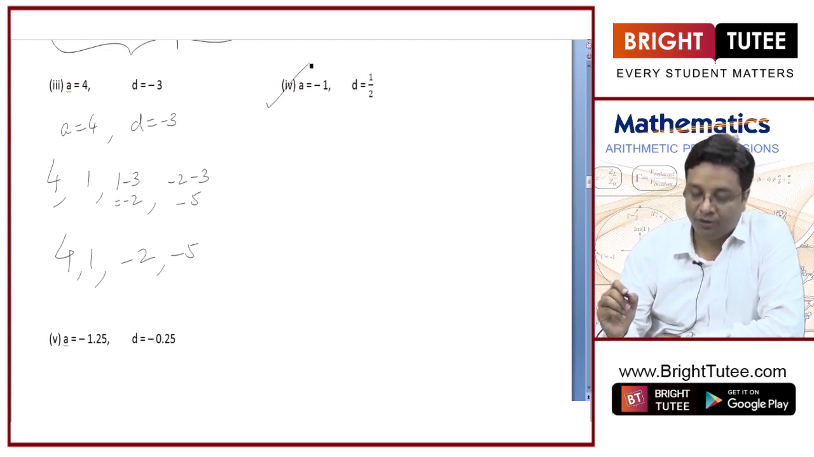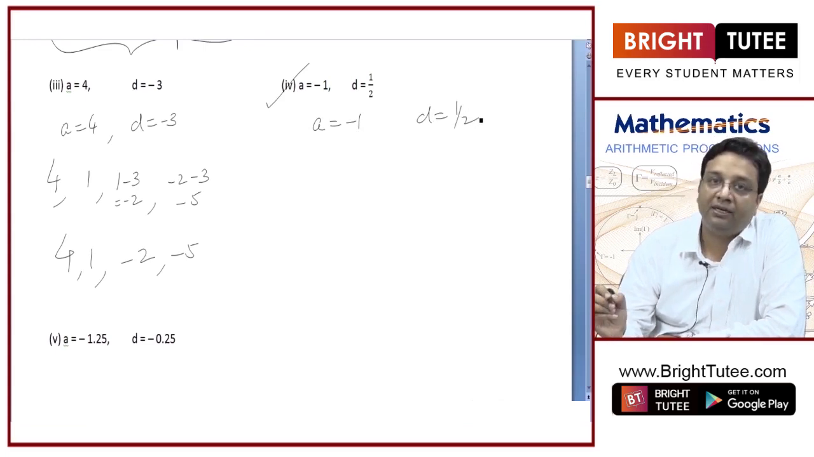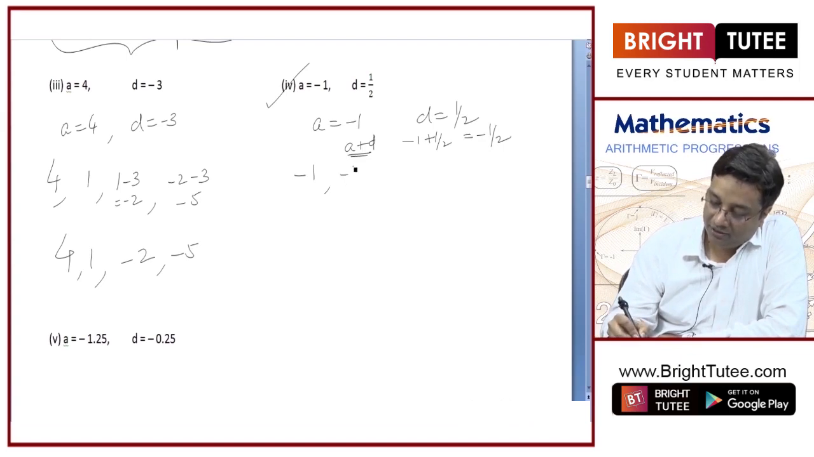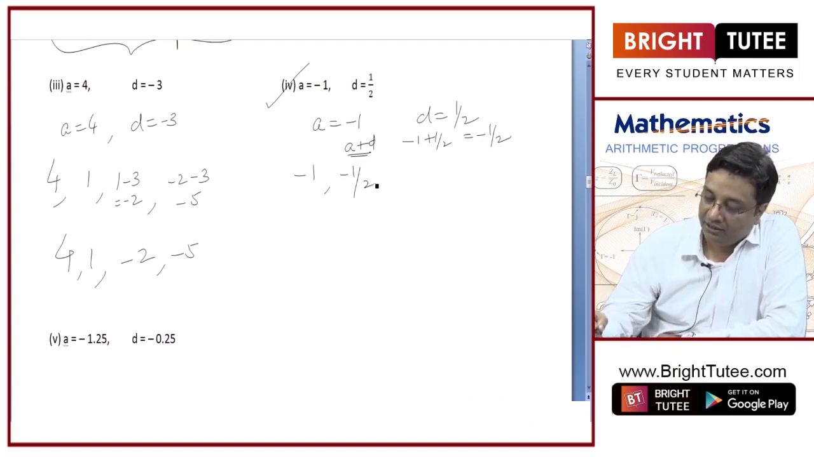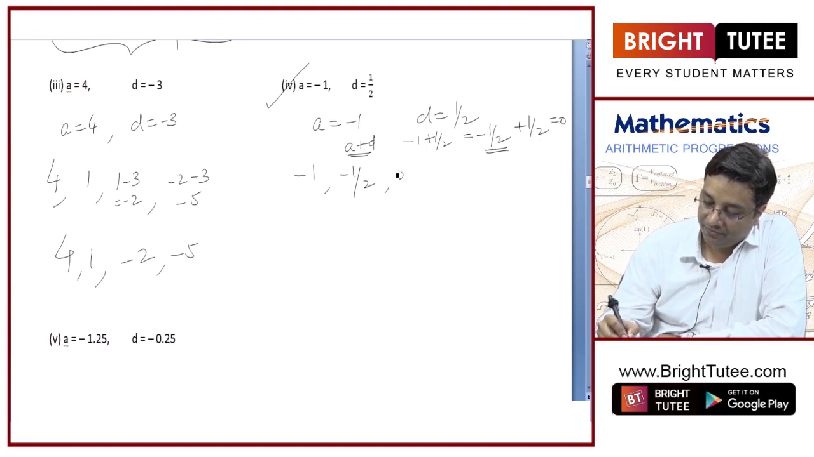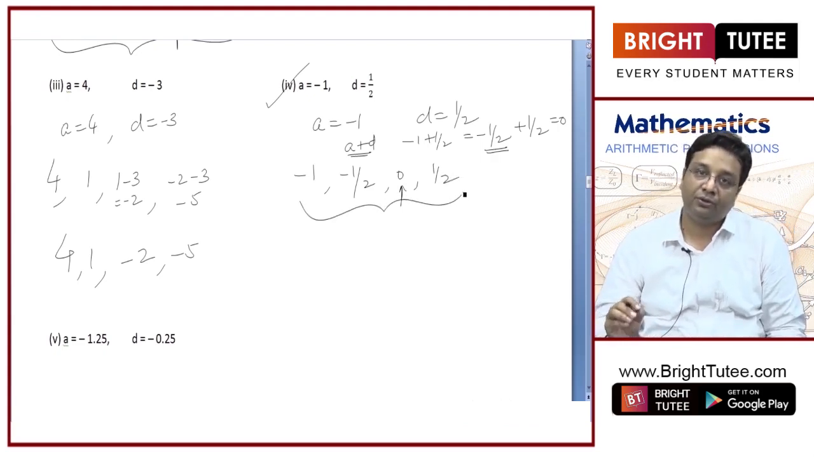Let's look at this question. Fourth part. A is given as minus 1. Common difference is given as 1 by 2. So the first term is minus 1. Second term is A plus D. Minus 1 plus 1 by 2 will give me minus 1 by 2. So the second term is minus 1 by 2. Third term: if I add 1 by 2 to the second term, the third term will be 0. And fourth term will be, when I add 1 by 2 to the third term, I will get the fourth term. It is 1 by 2. So these are the required 4 terms of this AP.